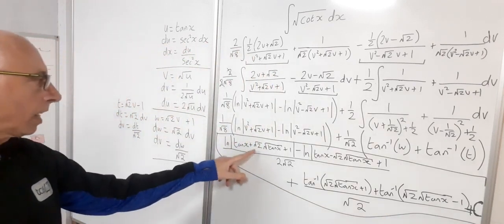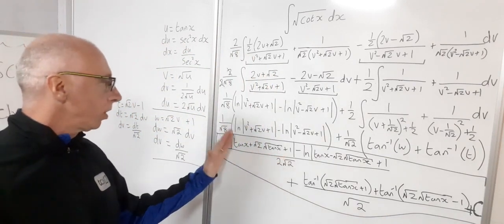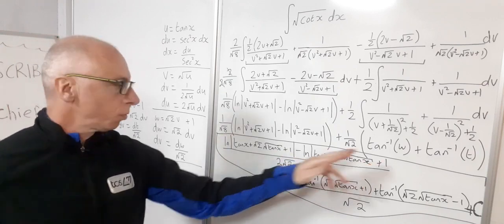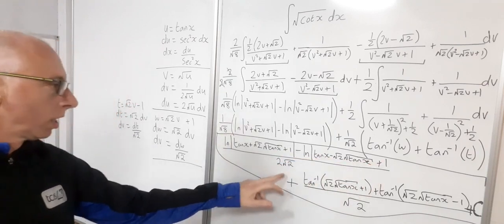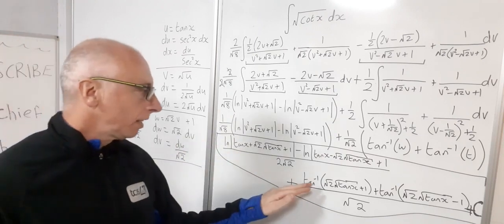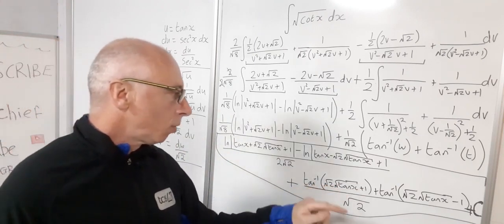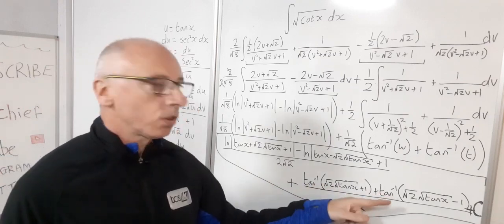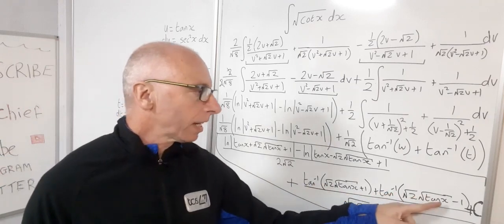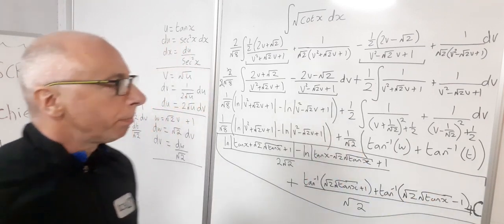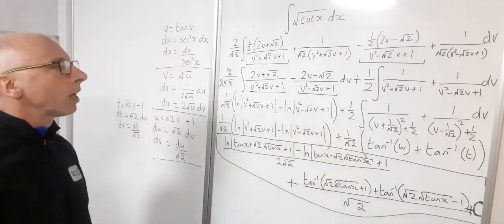So log of tangent x plus root 2 square root of tan x plus 1, absolute value, minus the log of tan x minus root 2 square root of tan x plus 1, all over 2 root 2. And then add on to that the inverse tangent, or arctangent if you like, of root 2 square root of tan x plus 1, plus the inverse tangent, or arctangent, of root 2 square root of tan x minus 1, all over root 2, and then everything at the end, plus a constant, plus c.